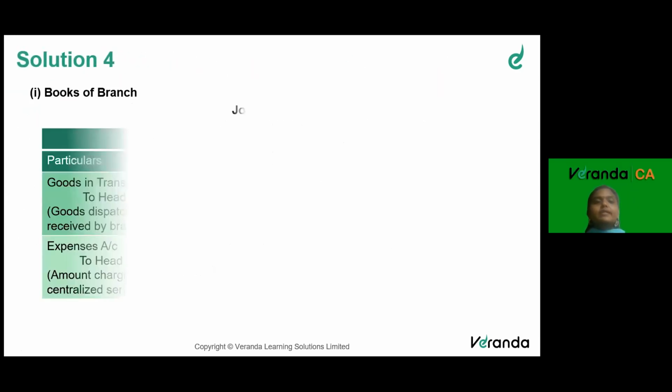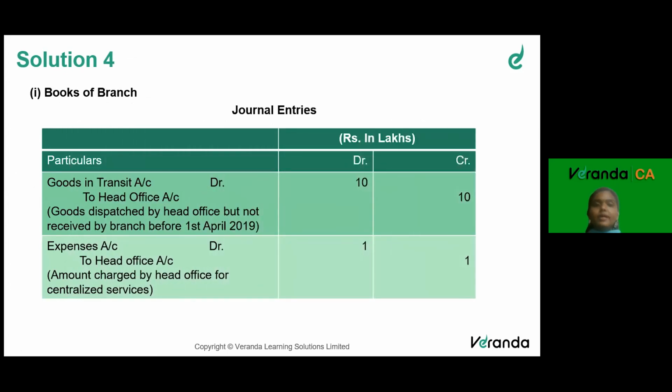So we start with journalizing the missing entries. What are the missing entries? Goods are in transit. Who has sent them? Head office has sent them. Goods about to come to your plate. So goods in transit debit to head office. The other one is your expense, they have charged you. So that expense is debited in your ledger expense account, credit to head office. So 10 and 1. Easy entries, rectification entries, like how we did in the first problem. These are also rectification entries. The adjustment items are done.